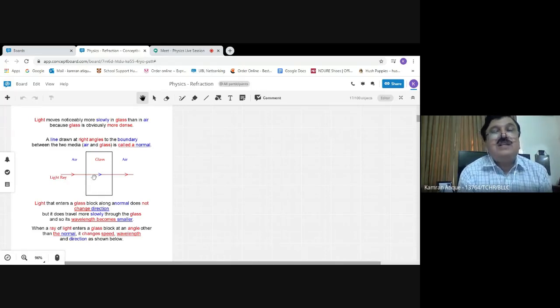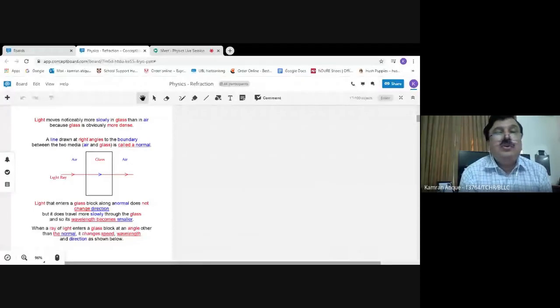It definitely does have a change in speed. The speed of light is definitely being slowed down when the light ray has entered from air into glass. But in this particular case, no bending of light has happened. We all know that is the case of zero angle of incidence.